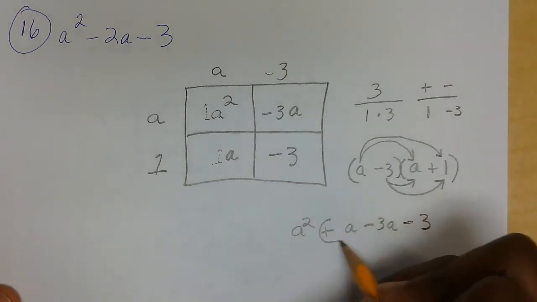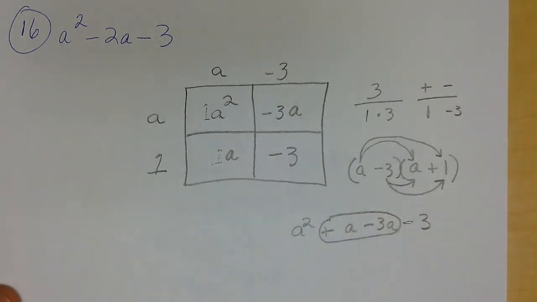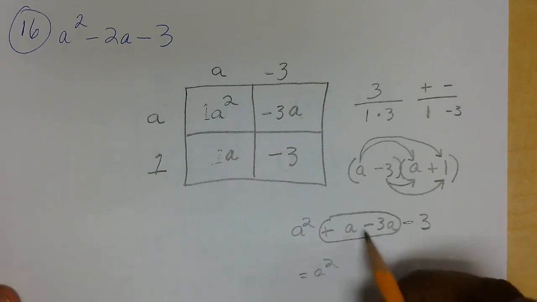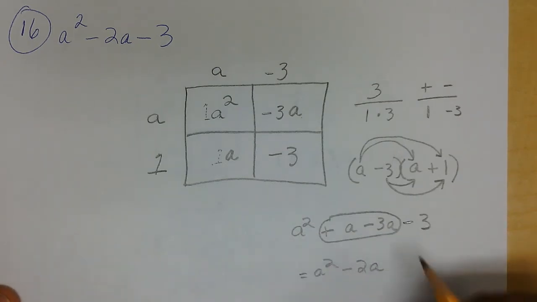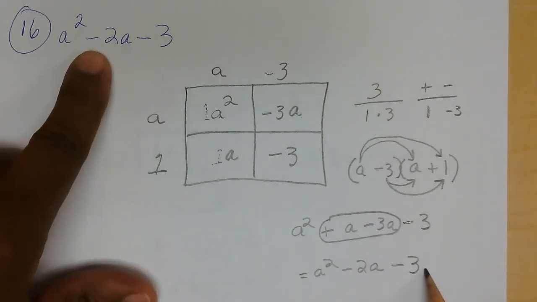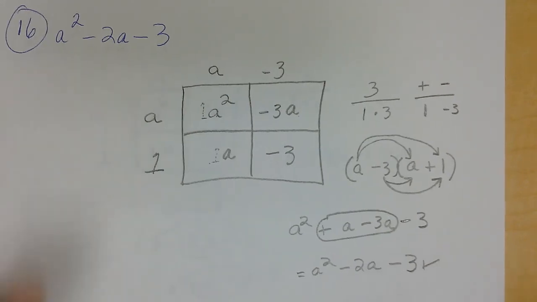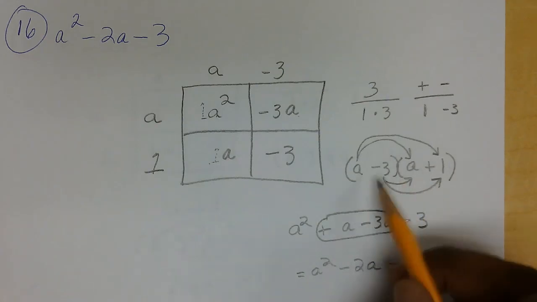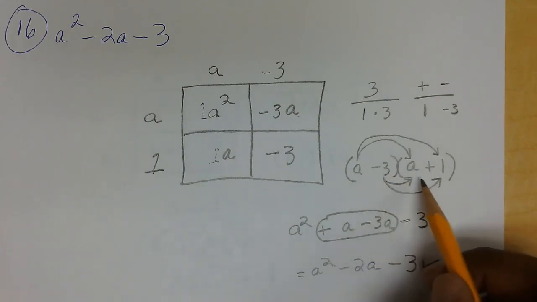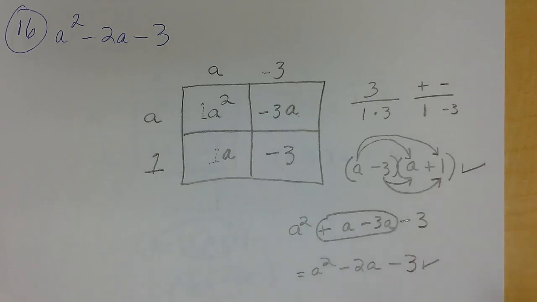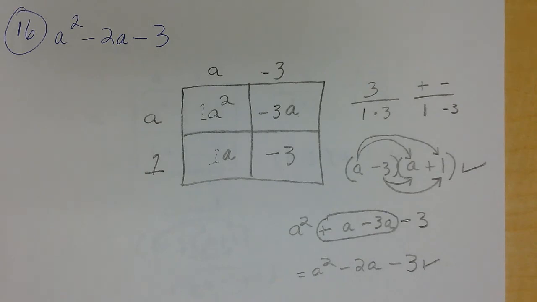When I combine my like terms here in the middle, I get A squared minus 2A minus 3. And as you can see, we get our original trinomial. So it works. So I know that the correct answer is the quantity of A minus 3 times the quantity of A plus 1. I hope that helps you with your homework.